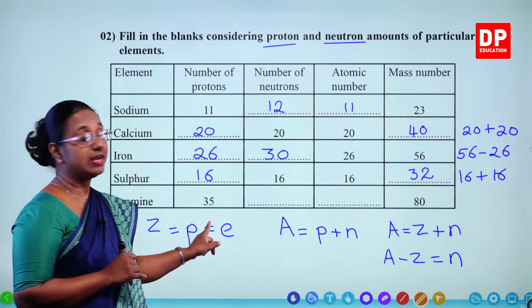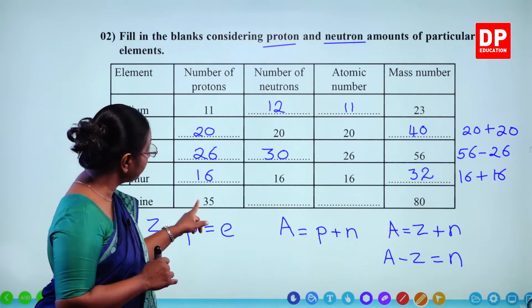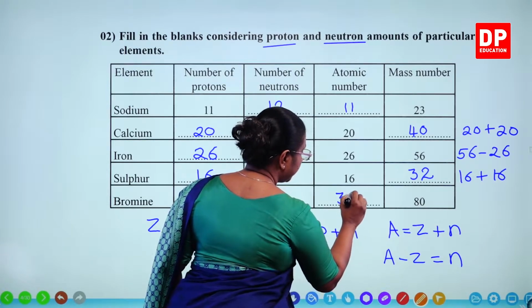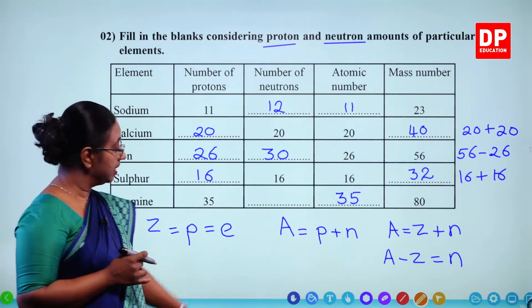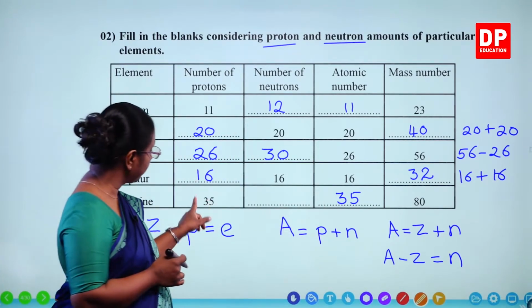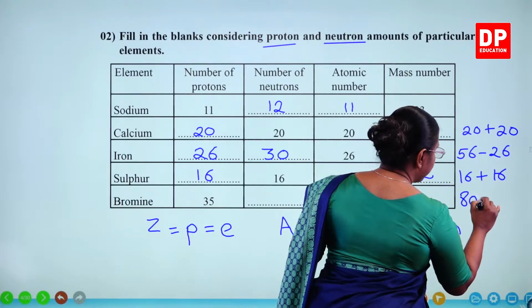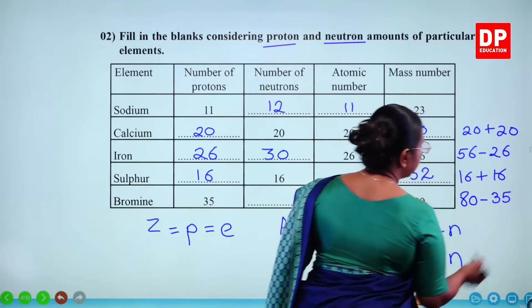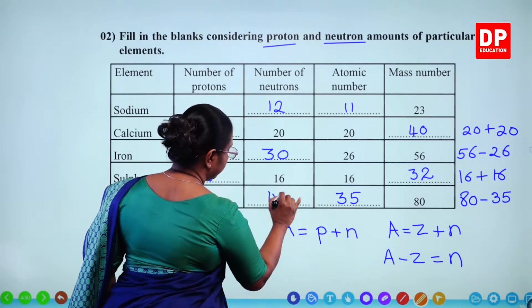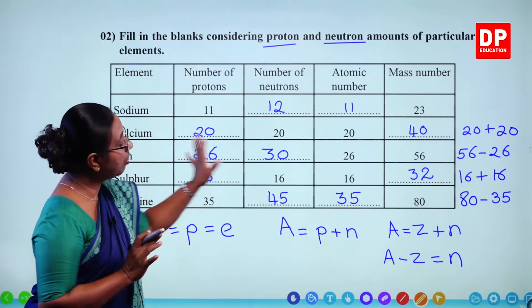So then bromine. Number of protons is given as 35. Number of neutrons and atomic number are not there. So number of protons equals atomic number, that is 35. Then we have mass number. Mass number you know is equal to number of protons and number of neutrons. So number of protons we know is 35. So what do you need to do? Mass number minus number of protons, 35. So what is the value there? It has to be 45. Is that okay, students?